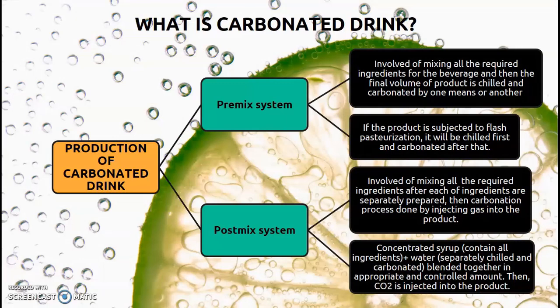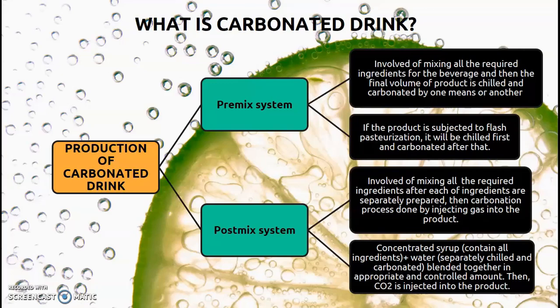Carbonated drinks are produced through either of two systems, which are pre-mix system and post-mix system. Pre-mix system involves mixing all the required ingredients for the beverage, and then the final volume of product is chilled and carbonated by one means or another. If the product is subjected to flash pasteurization, it will be chilled first and carbonated after that.